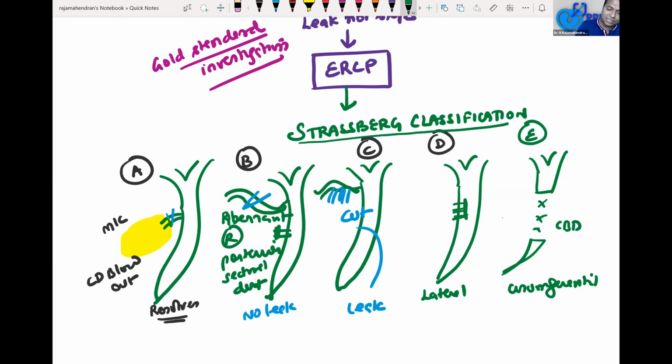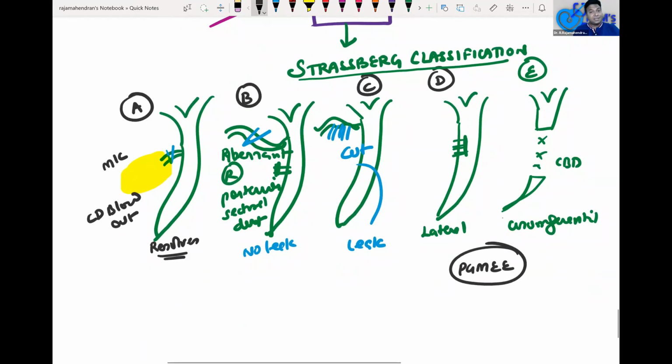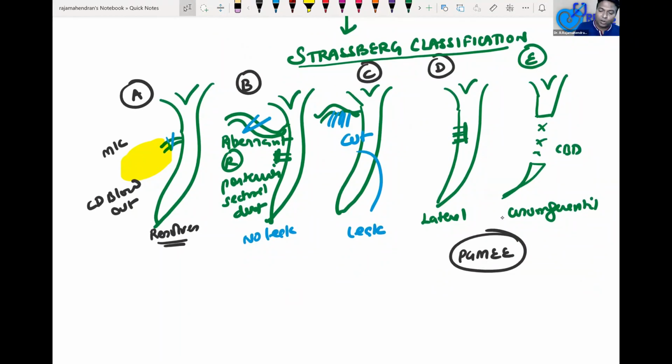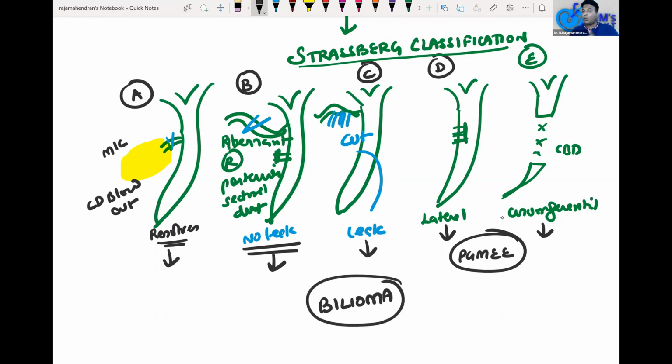Please don't forget, this classification is very important for PG entrance exams. PGMA exam, this is the most important classification. In this classification, the question is which one has no leak? B has no leak. A has leak, C has leak, D has leak, E has leak. All A, C, D, E patients present as bilioma. So we don't know what leak it is until you do an ERCP.